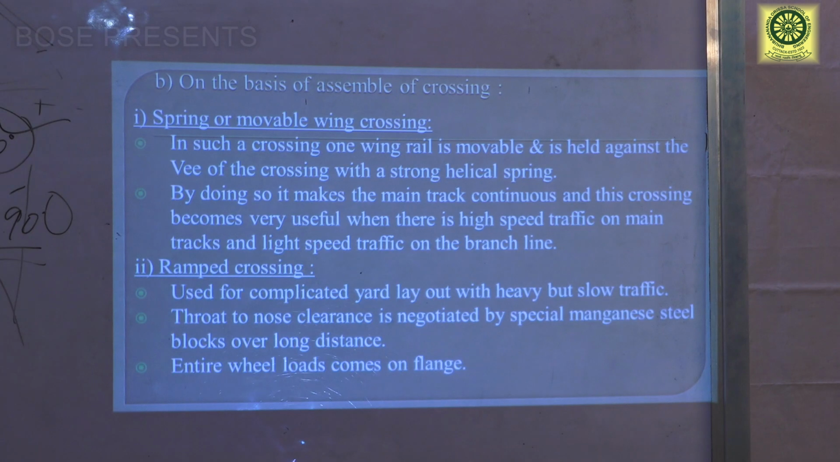Next come to ram crossing, used for complicated yard layout with heavy but slow traffic. Throat to nose clearance is negotiated by a special manganese steel block over a long distance. Entire wheel load comes on the flange.